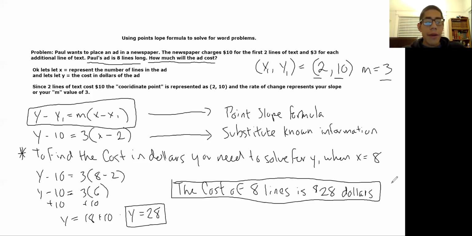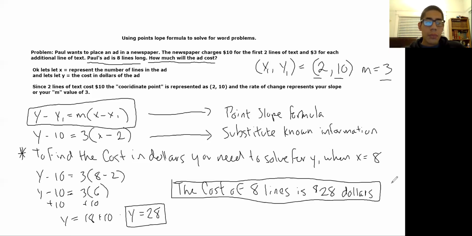So I'm left there. However, in order to find the cost in dollars, you need to solve for y, specifically when x is equal to 8. That's that second piece of information, the original x and y. That's why there's a difference between x and y and x1 and y1. They don't represent the same thing.